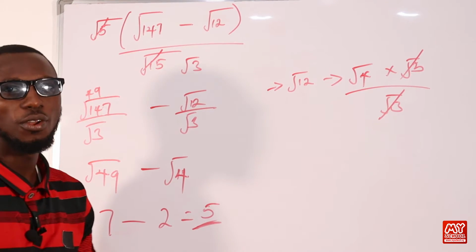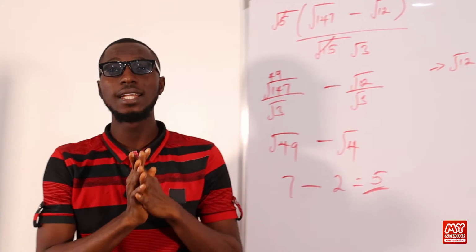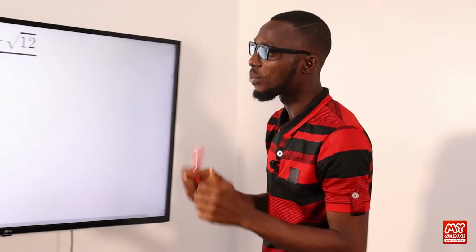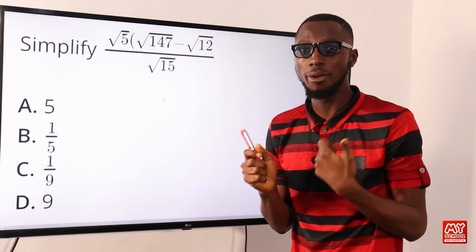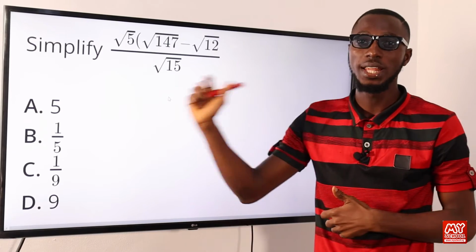So let's scan through all of the options provided and see if we can find 5 in any one of them. So which of the options carry 5? Option A. So option A is the correct option.